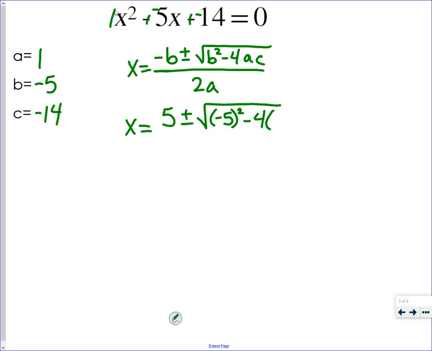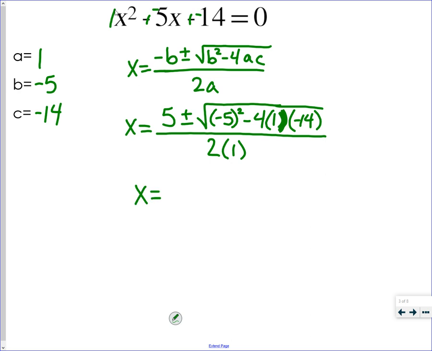Minus 4 times, the a was 1, and the c was a negative 14. So I want to extend my square root sign. I want my fraction bar to go all the way from the equal sign, but not under the equal sign, to the end of the square root part. And then 2 times, there's my a. That's just a substitution. Somehow I got an extra parenthesis in there around the 1. Pretend that's just one thick parenthesis right there.